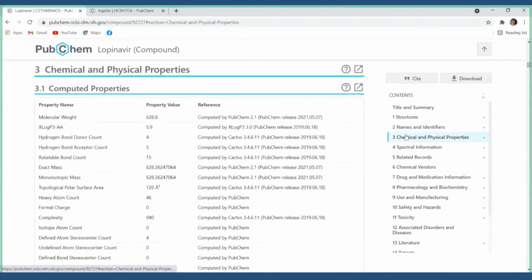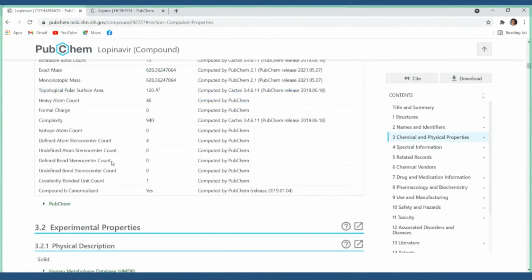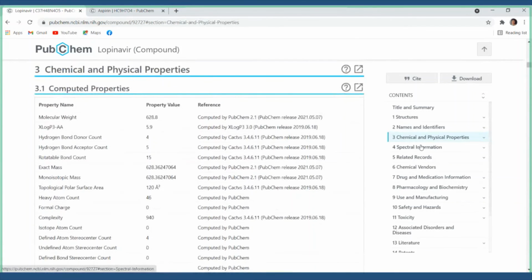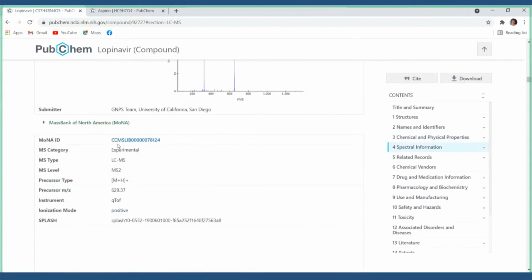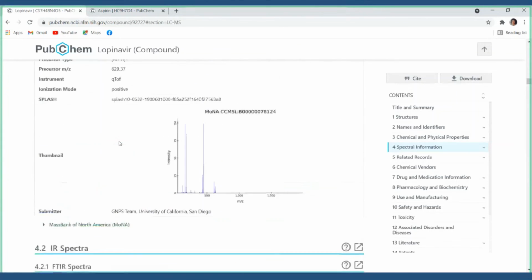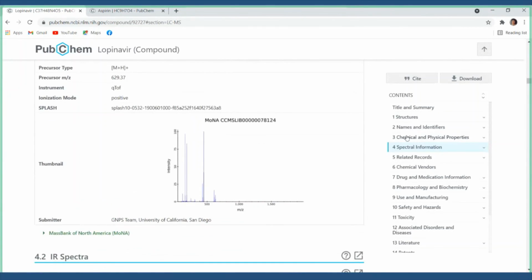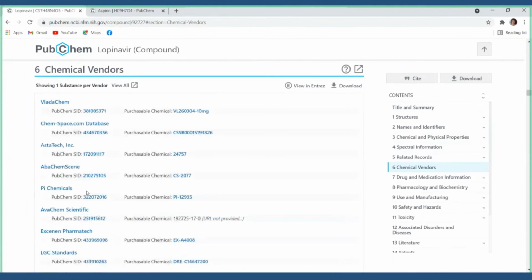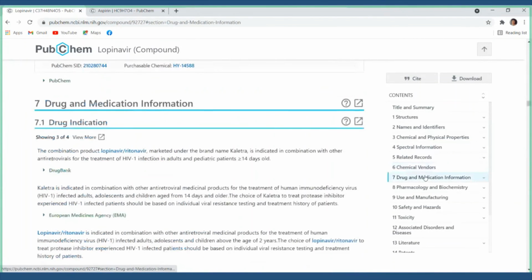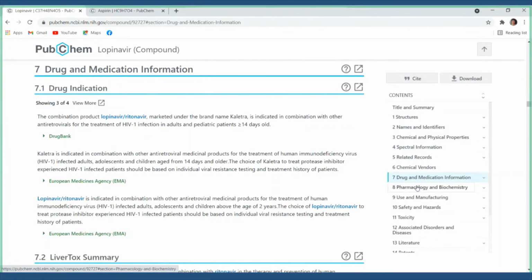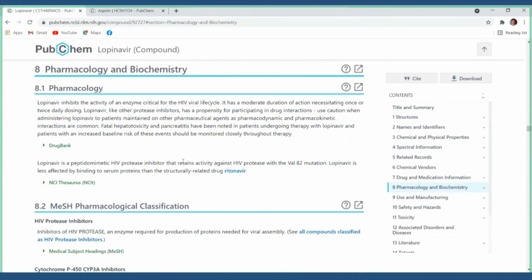So there is information about the chemical properties of Lopinavir, and spectral information. This is for chemists. You may not need it. People that synthesize compounds, this information is for them. Chemical vendors, if you want to buy them, these are people that assess them. Drug and medication information. Let's go to pharmacology and biochemistry. This is what it does in the body. When people with HIV take it, they get better. What it does is it inhibits the activity of the HIV protease enzyme.